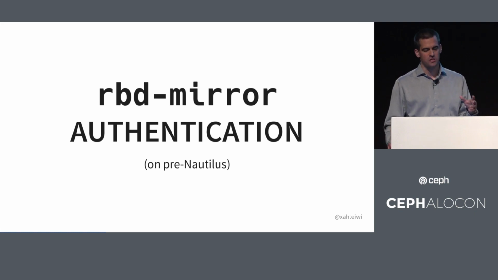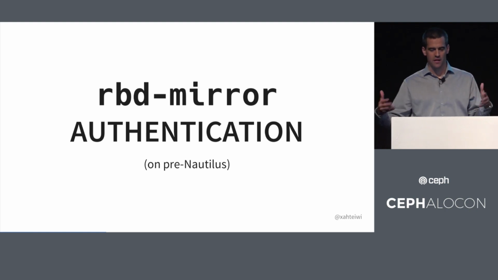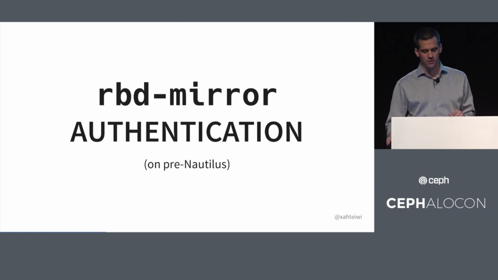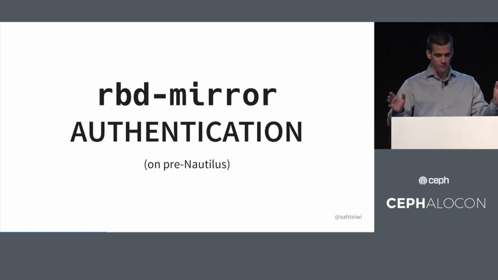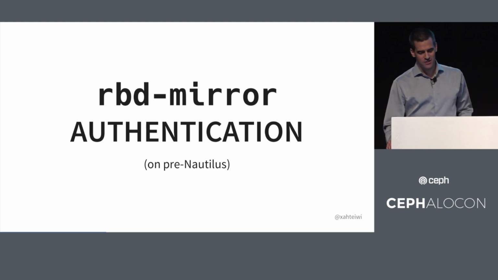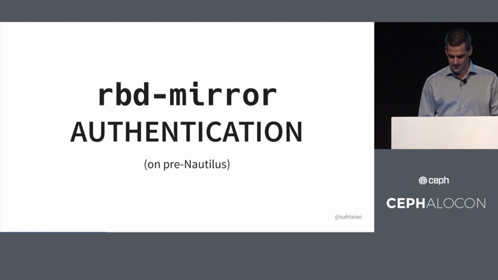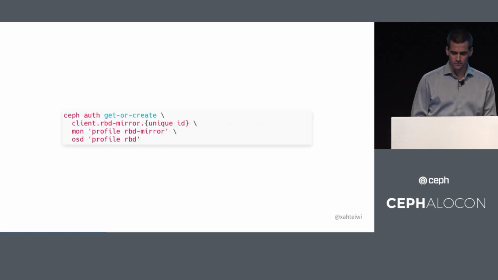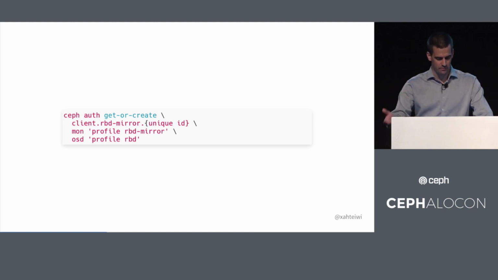In Nautilus, this just got a whole lot easier because now the RBD mirror daemons are stateless and all of that information is kept internally. But as we saw from a poll this morning, apparently not all of you are running Nautilus yet. So that's why I'm talking about pre-Nautilus releases in this talk at length. So this needs to happen on all of the clusters that are involved in replication.